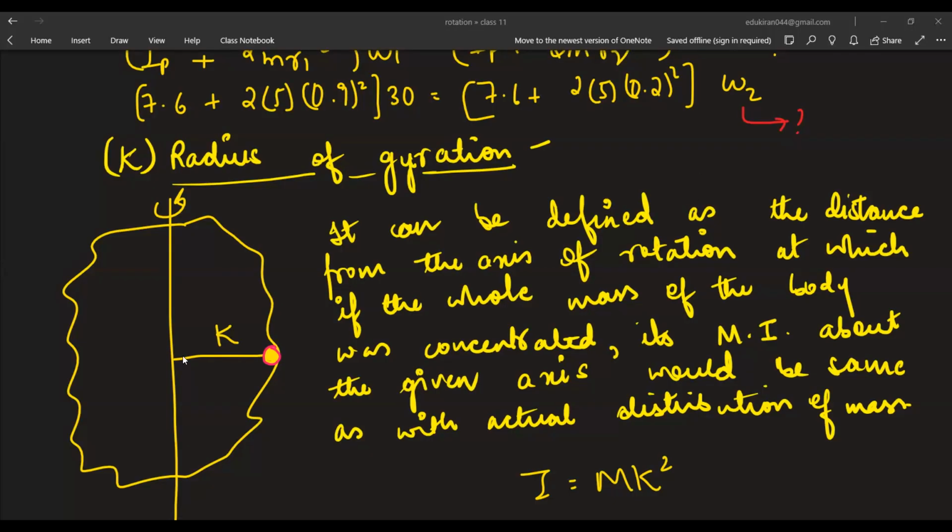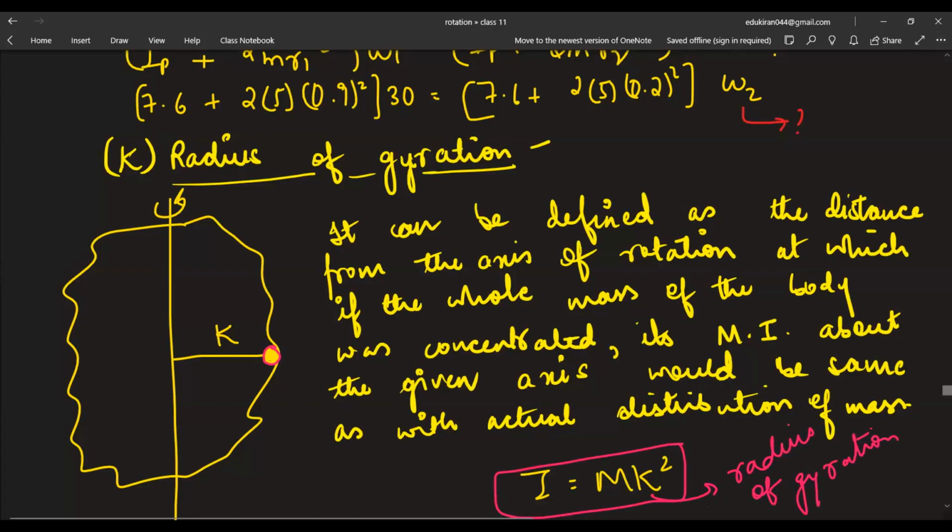So, basically, in radius of gyration, you know the way we have the center of mass. This is actually the radius from where the center of the whole entire mass can be concentrated. So it can coincide with the center of mass also. It can be independent also. So formula is the same, mk square. Moment of inertia is mk square. This k, this is the radius of gyration. I is equal to mk square.